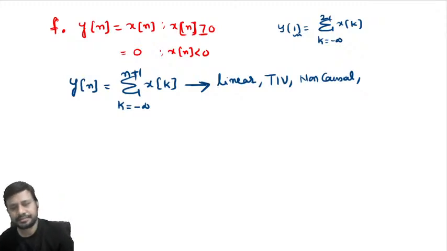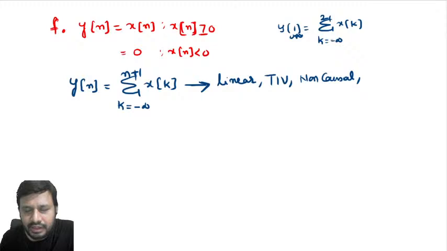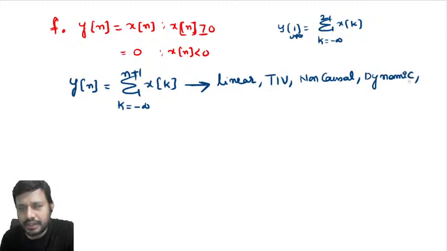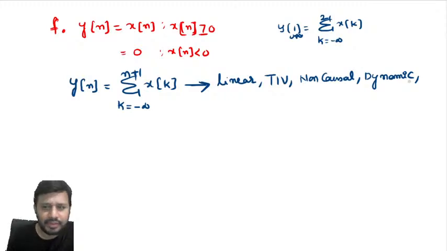And static or dynamic? I am calculating the output at 1, for which I am coming from minus infinite to 2 of the values of input. It is depending on many values, so it is dynamic. Static means output at any time instant must depend only on the input at that instant only, otherwise dynamic.